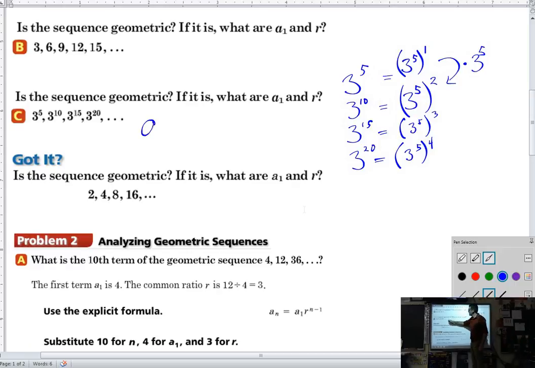So our A1 is 3 to the 5th. So it is geometric? That was my first answer, I just didn't say it. And our ratio is 3 to the 5th, which, when I evaluate it, is 243. Now you could also just compute those values and then look at the common ratio. But if I can write them like this, I can look at how they're changing using the exponent knowledge.